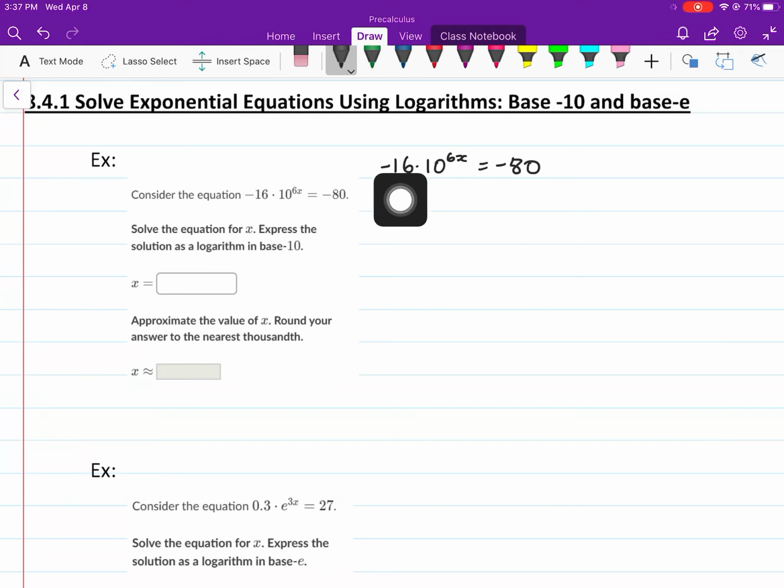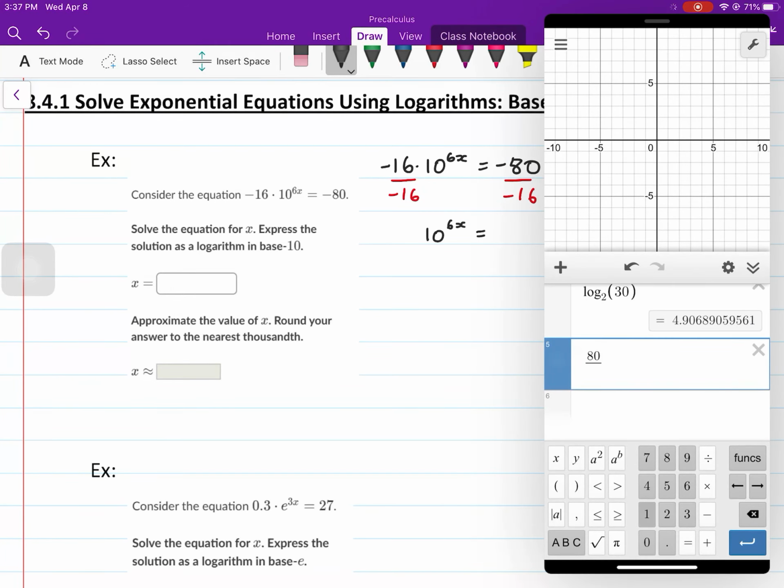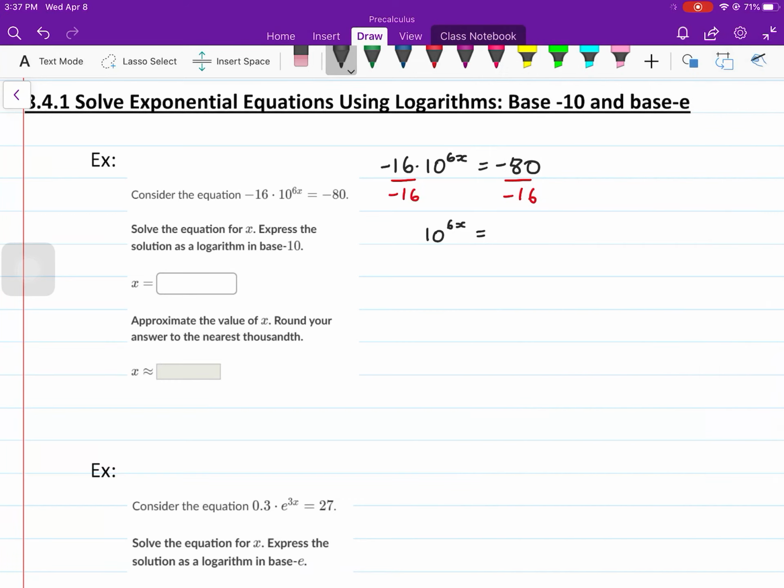Now before we do, let's clean this up a bit. Let's move the 16 to the other side. So I'm going to divide by negative 16. And I'll be left with 10 to the 6x equals, I don't know this off the top of my head, 80 divided by 16 is 5. So now what do we do? We're going to go ahead and take the log, and they want us to use log base 10, which is just regular log. Let me get rid of the parentheses.